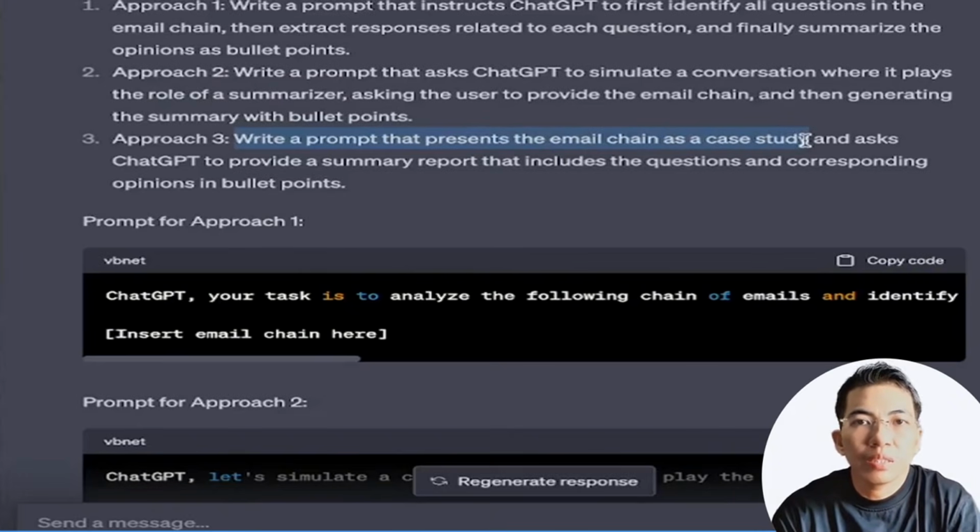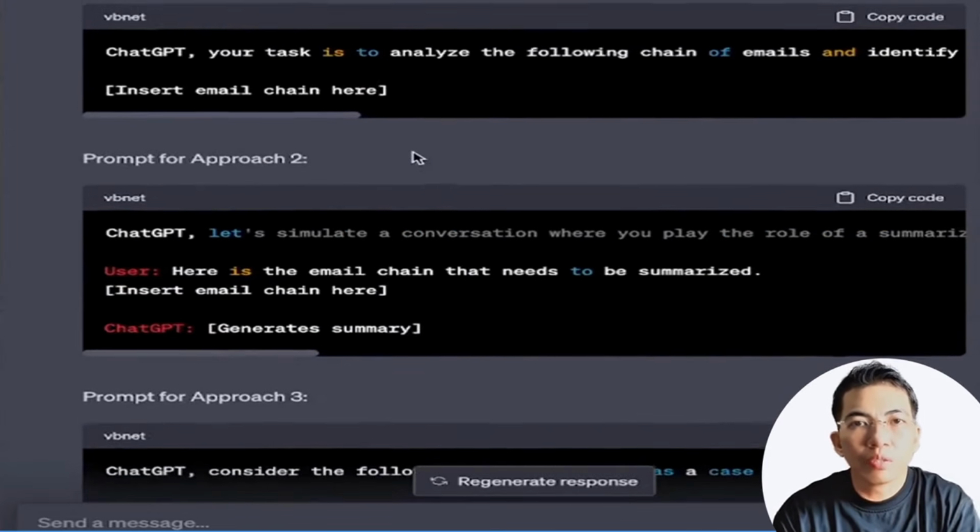What's interesting is a case study, it probably read lots of case studies, so it's probably good at thinking about how do you think through a case study. And ask ChatGPT to provide a summary report that includes the questions and the corresponding opinions and bullet points. And then it gives me each of the different prompts.